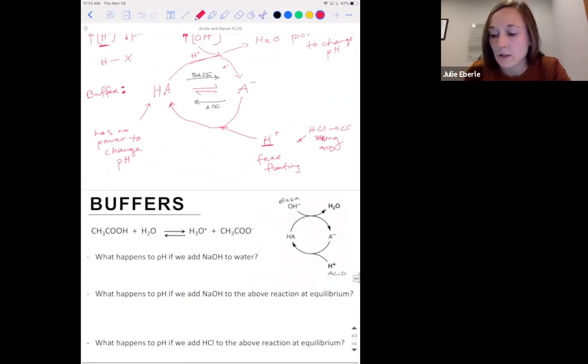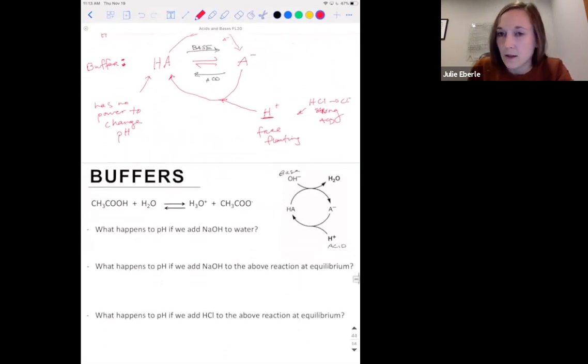So now let's just do a walkthrough with these questions down here. Now, let's say we just have water, no buffer system. This is kind of just a review to check your understanding real quick. If we dump a bunch of sodium hydroxide in water, what would happen to the pH? Remember, you don't have a buffer here. You just have water. Kathleen says pH would increase, and she's correct.